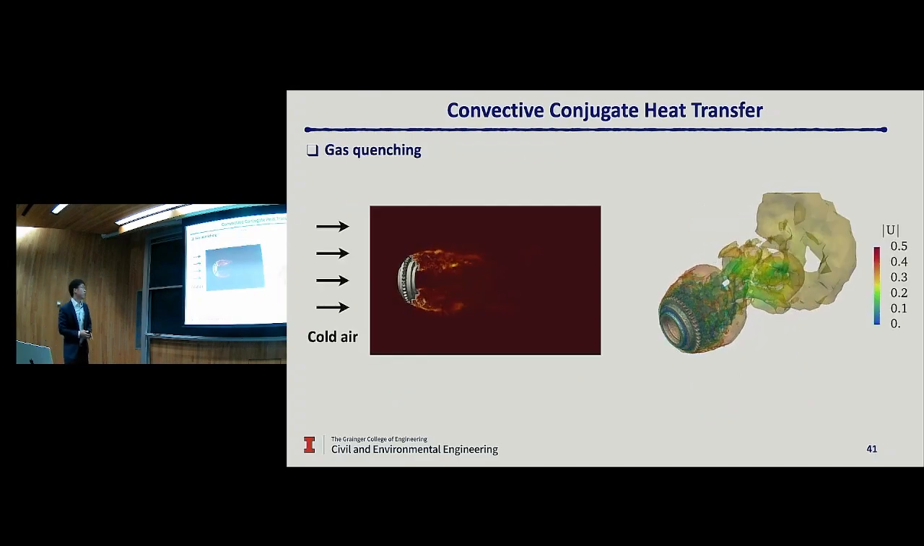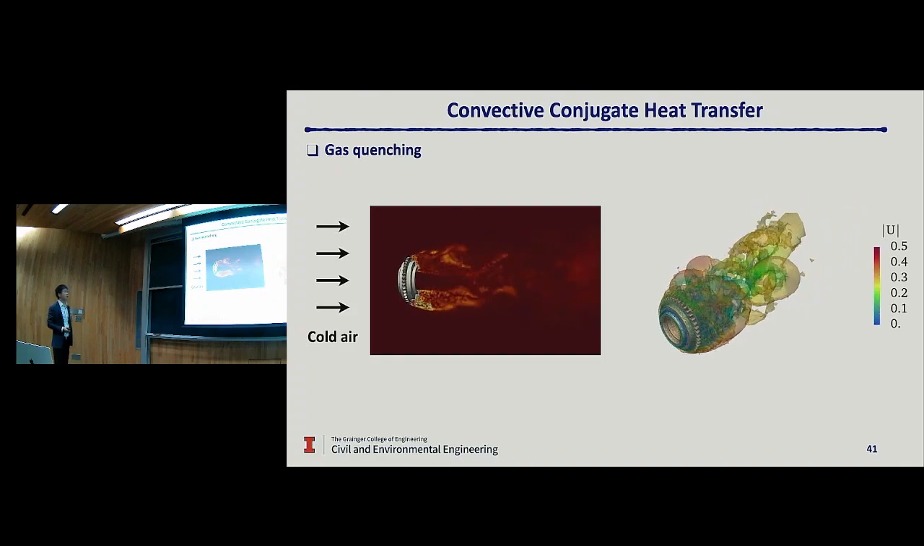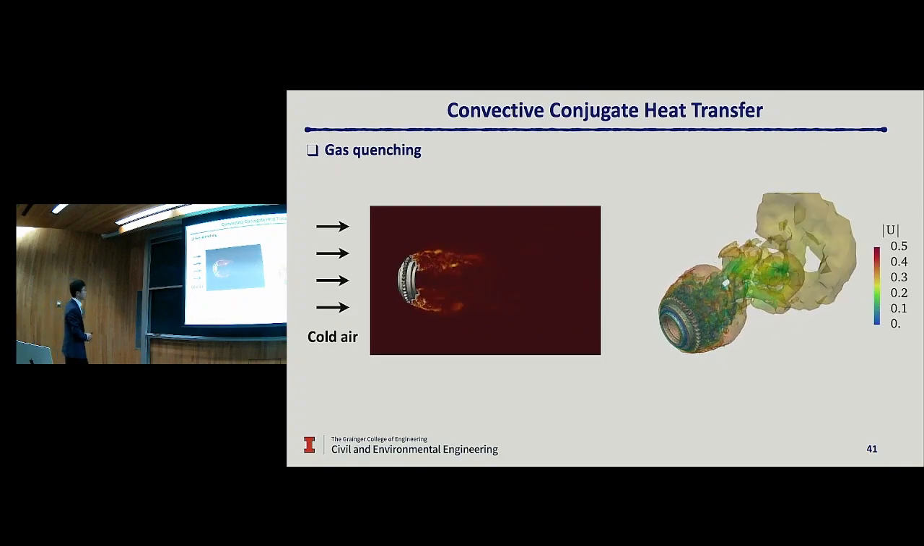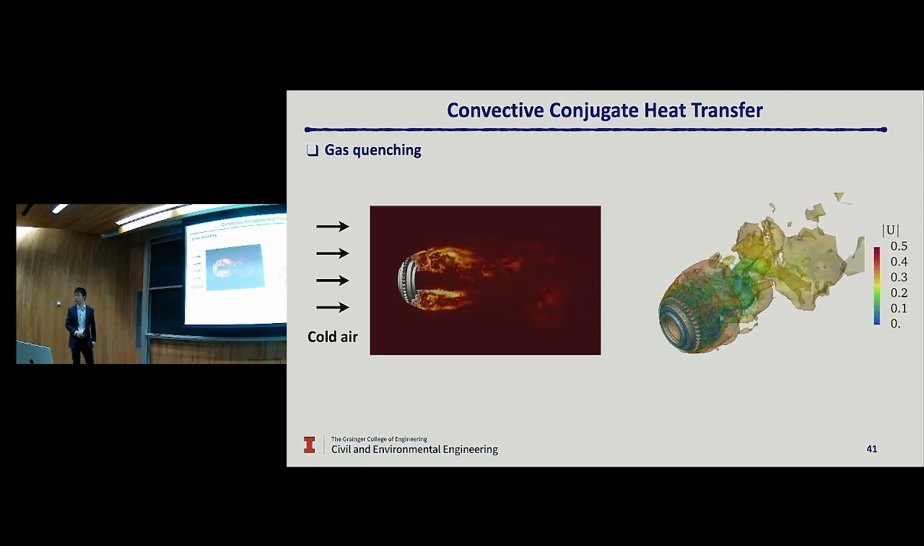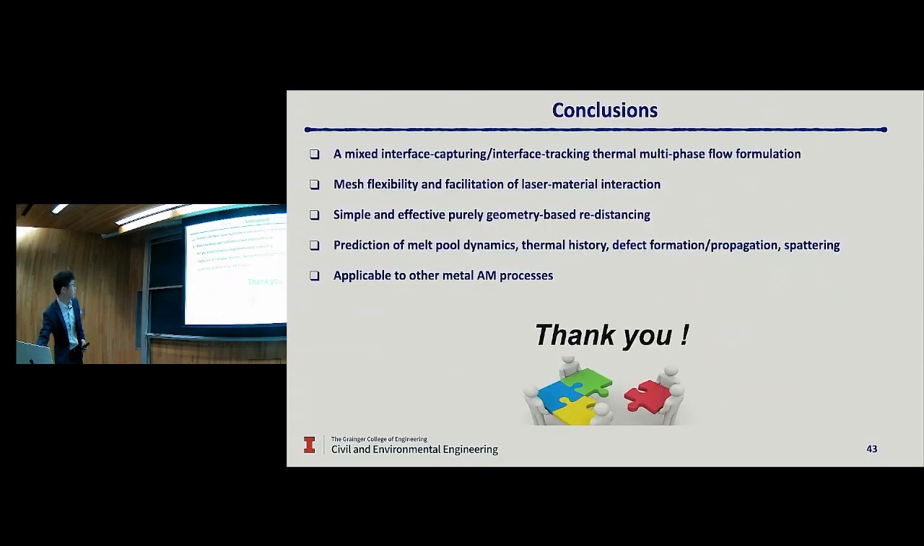As I said, we haven't applied this approach to metal additive manufacturing, but we are able to apply it to some other manufacturing processes. What you see here is gas quenching. Quenching is a heat treatment process for mechanical parts. Here you have a cold gas to cool down a rotating mechanical gear. So what do you see here for the video on the left? Oh, sorry. Oops.